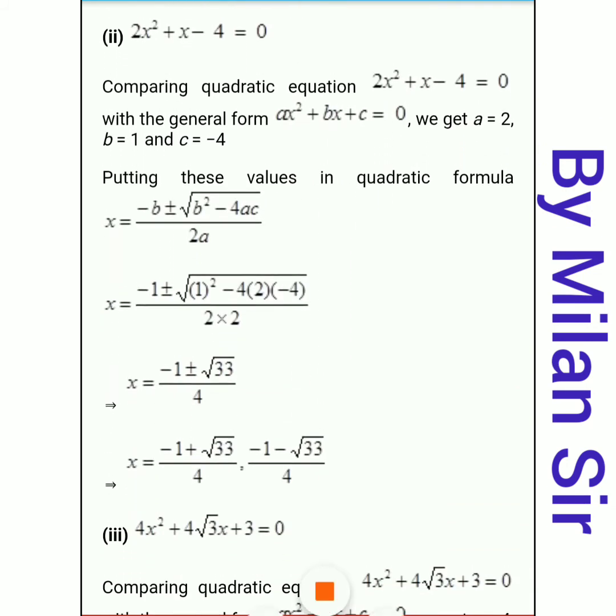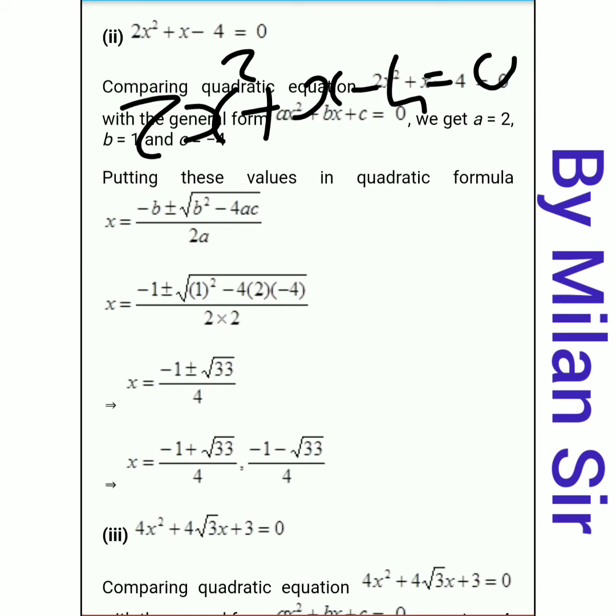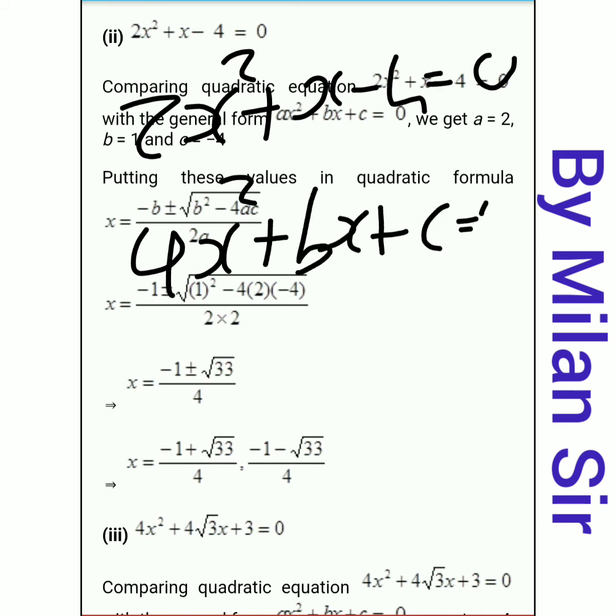Then question number 2. Our question number 2 is 2x square plus x minus 4 is equal to 0. Again, what we need to do? We need to compare this equation with the standard form. Standard form is ax square plus bx plus c is equal to 0. Okay, we need to write the value of a, b and c with the sign.